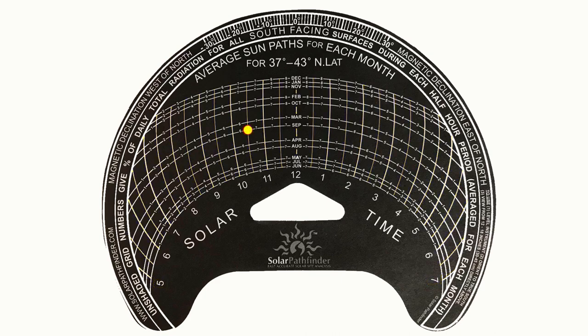For example, this point would be 10:30 a.m. in the month of September. The small numbers along each monthly arc indicate the percentage of solar radiation in half-hour increments. These numbers add up to 100% of the solar radiation that's potentially available during that particular month.